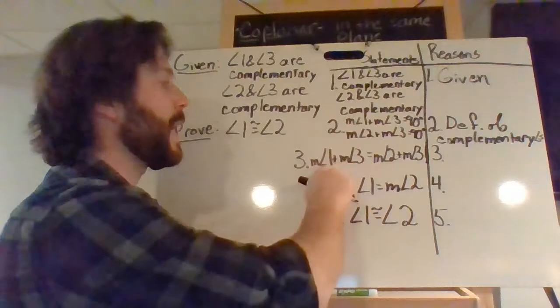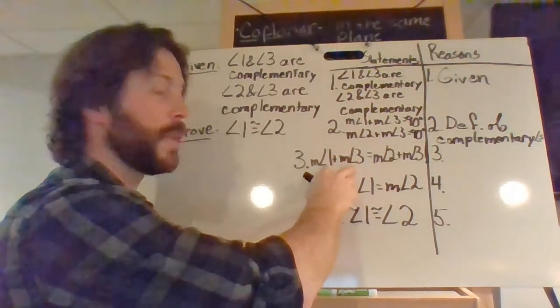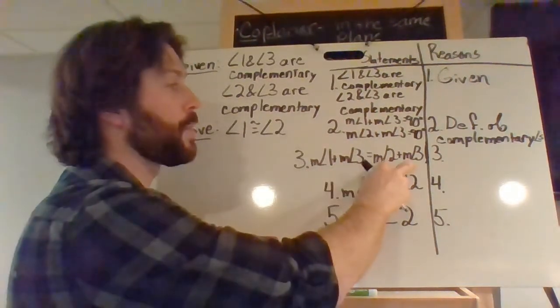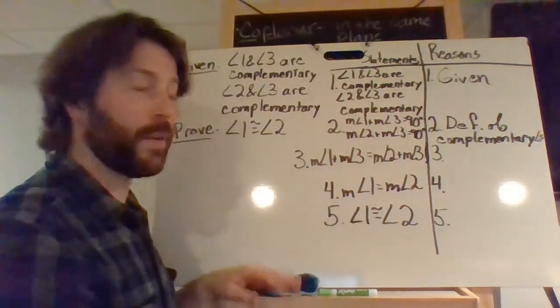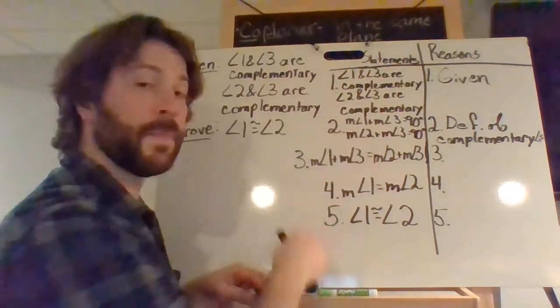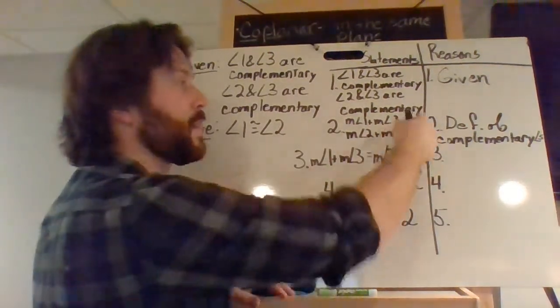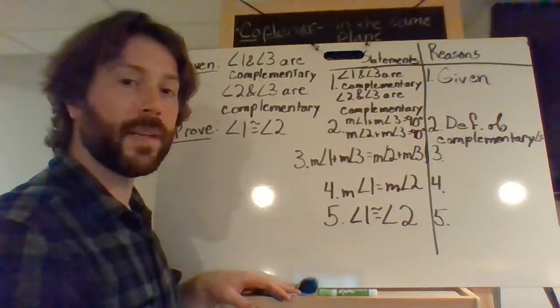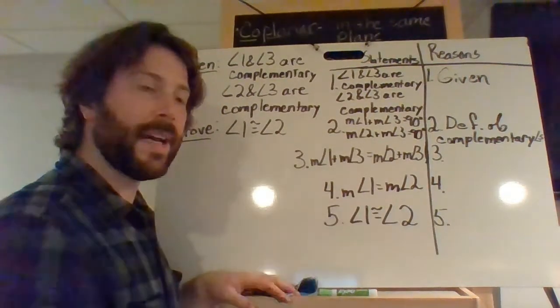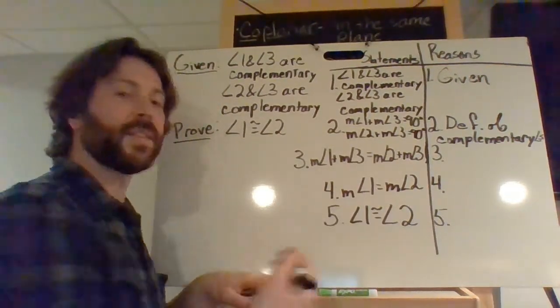Now, the next statement, they say measure of angle 1 plus measure of angle 3 equals measure of angle 2 plus measure of angle 3. So I took these two sums and set them equal to one another. The reason that we can do that is they're both equal to 90 degrees. Since they're both equal to the same thing, I can say they're equal to each other by the substitution property.